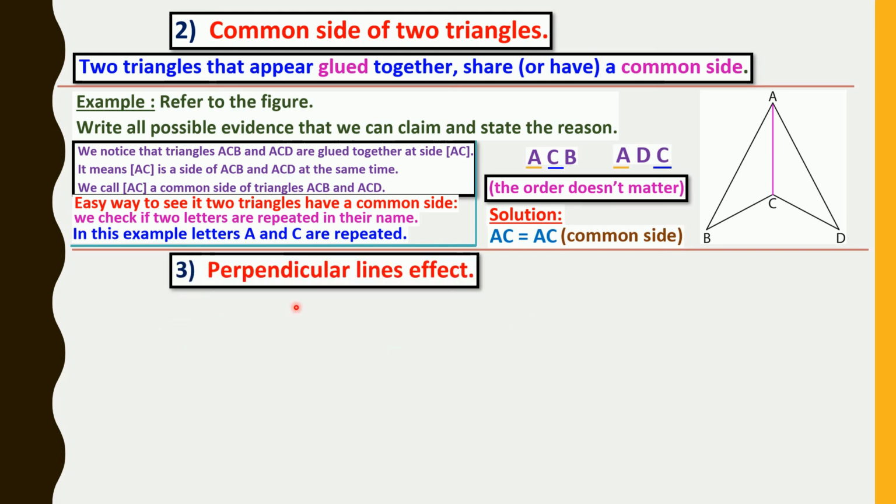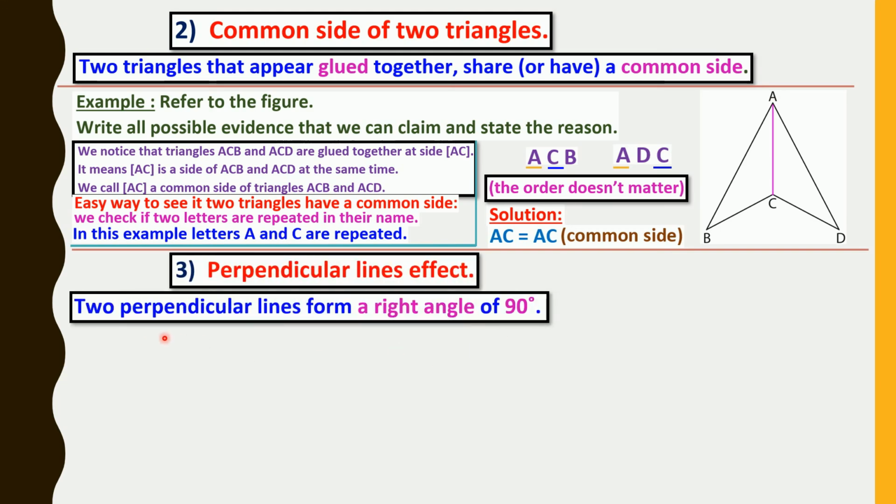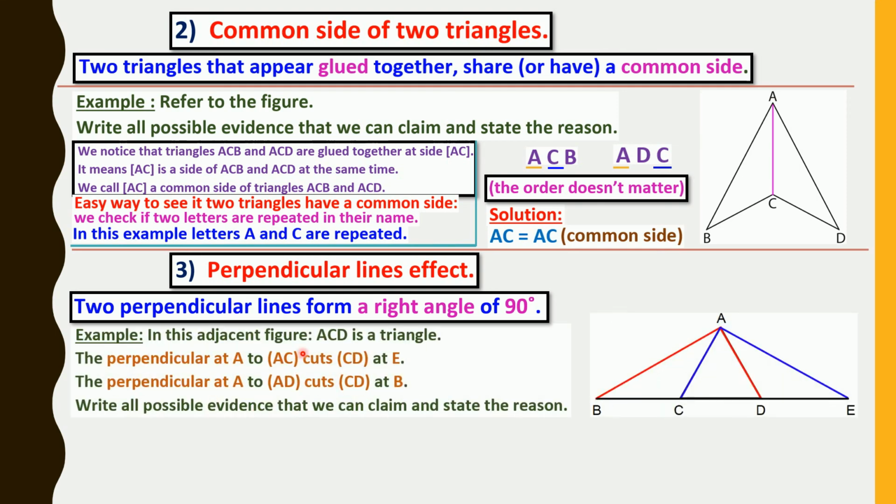Part 3, perpendicular lines effect. Two perpendicular lines form a right angle of 90 degrees. Example, in this adjacent figure, ACD is a triangle. It's a scalene triangle. We cannot claim that it's isosceles. The perpendicular at A to AC cuts CD at E. When we draw the perpendicular to AC, we keep on extending it and also extending the line CD until they meet at E.